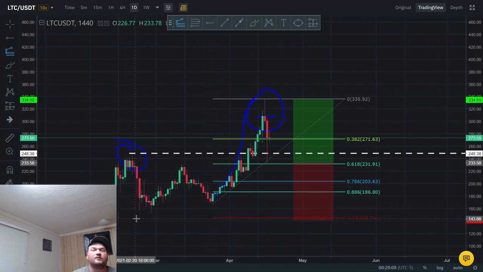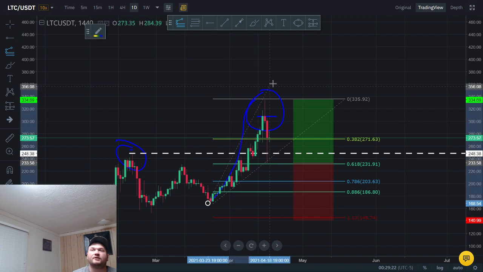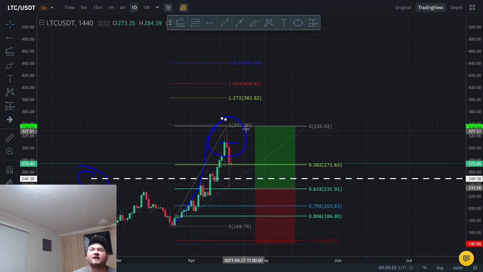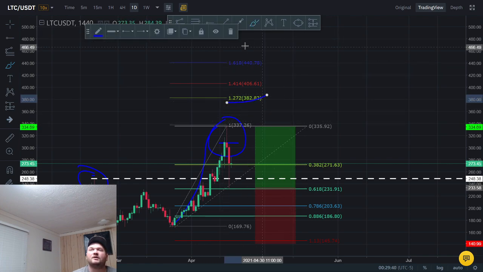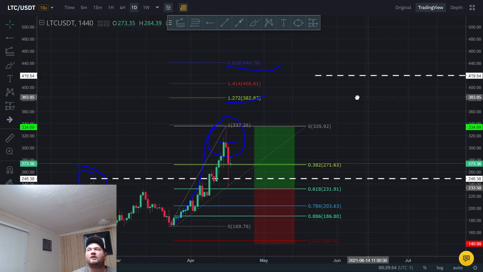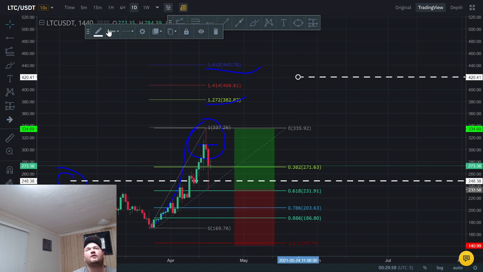Alright, so everybody wants to know where Litecoin could go. If we were looking for an extension up, we would grab our Fibonacci extension tool. We would click here, the new high from the impulse leg, and then back down. Take profit one would be a retest high. Take profit two would be the 127. Take profit three would be 440. It also lines up with this number here.